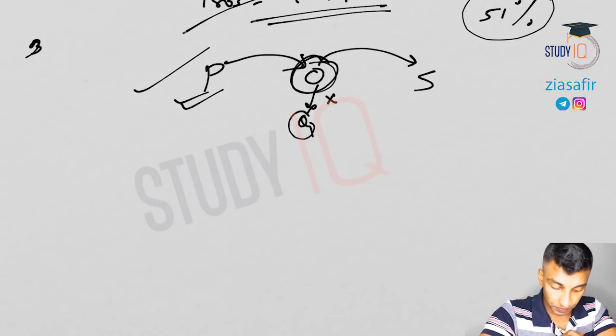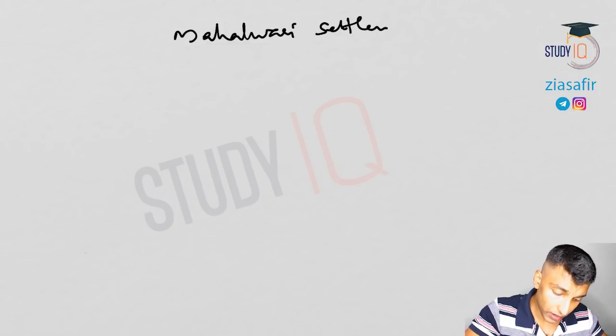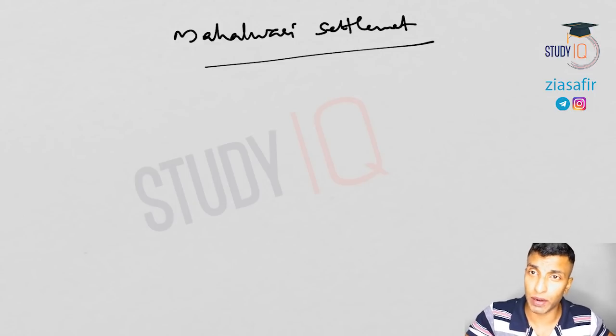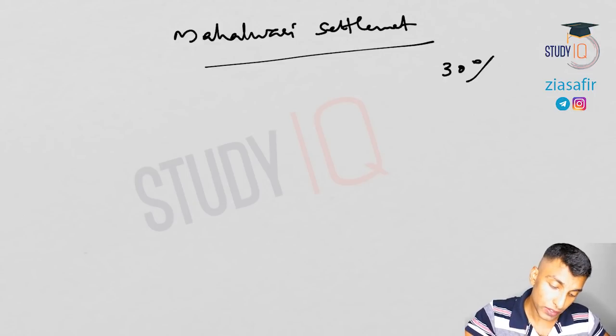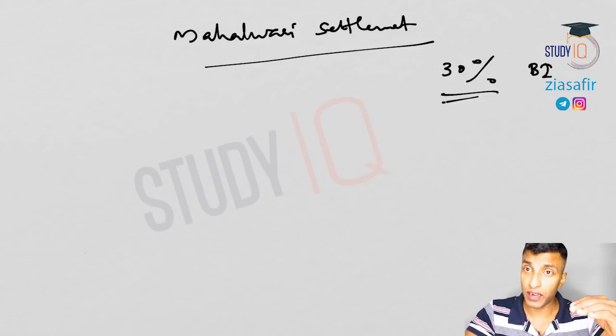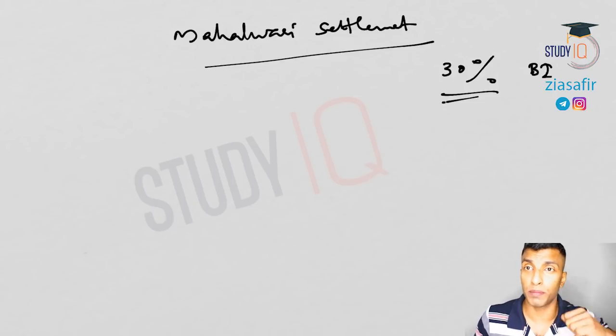Okay. So next one is Mahalwari settlement. I've told you the first one is 19%, second is 51%, so 70 is over. So this will be in 30% of British India. The first was in the eastern part, the second was in southern and central. Now what is left out? The northern part is left out, right? So northern part means I'm talking about Punjab and western UP.